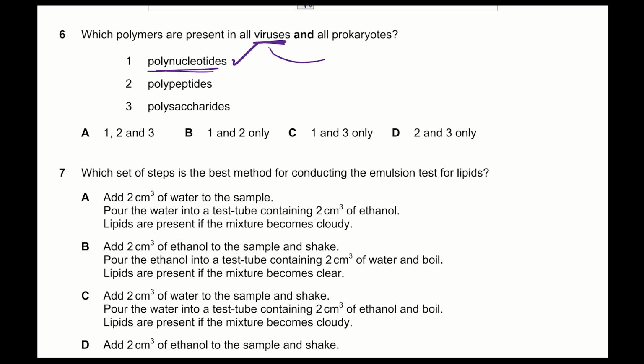Now for 2, polypeptides. So let's start with viruses. We know that all viruses must possess a protein capsid. Therefore, all viruses must contain polypeptides. Same with prokaryotes. Prokaryotes have 70S ribosomes which synthesize proteins. Therefore, proteins are present in both. 3. Polysaccharides. Now, not all viruses have polysaccharides. Therefore, this is incorrect, and the answer is going to be B.